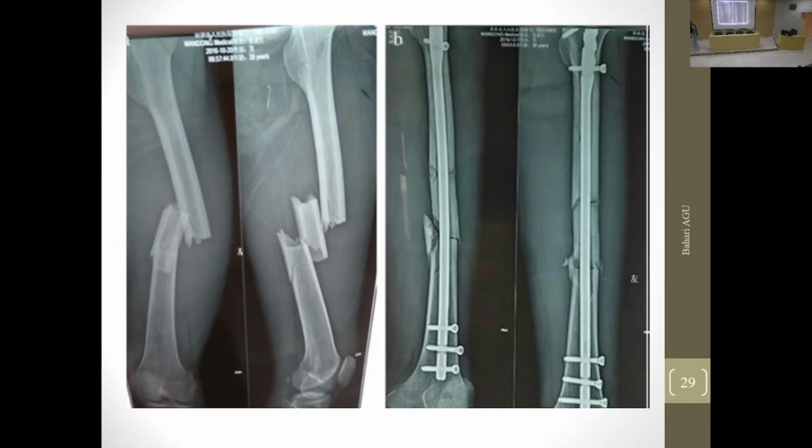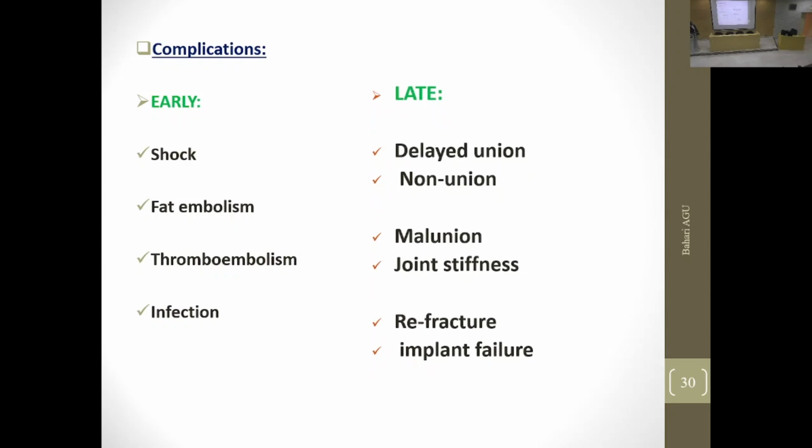So these are examples, and there are complications. Early complications like shock, because a lot of blood supply goes to that area, and the femur can lose about 1 to 2 units of blood, or even liters of blood. Fat embolism will also be one of the early complications, and thromboembolism and infection. The late ones are delayed union, non-union, malunion, joint stiffness, refracture, implant failure.